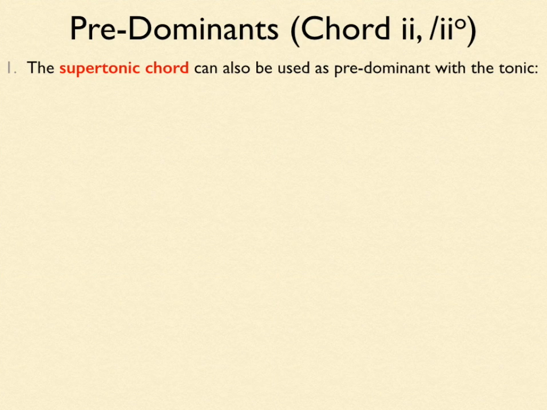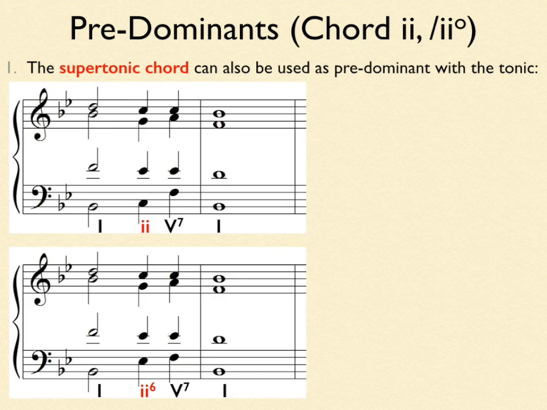Okay, so let's have a look now at other predominants besides the tonic chord. The supertonic chord can also be used as a predominant with the tonic. So instead of just having 1-5-1 or 1-5-7-1, you can actually have 1-2-5-1. So you've just expanded the chord progression even further. We're still in the key of B flat major here, by the way, so you still have the same sort of movement as before, but you can see I've introduced a new chord. I've got a chord 2 in there between chord 1 and chord 5.